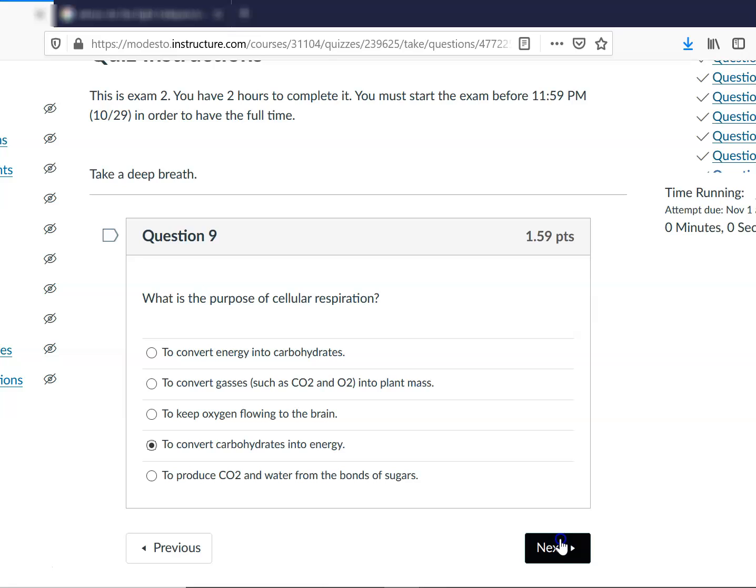Convert gases into plant mass, keep oxygen flowing to the brain, to convert energy to carbohydrates, that's kind of the opposite. To produce CO2, yep, convert carbohydrates into energy. That is definitely the best answer there.